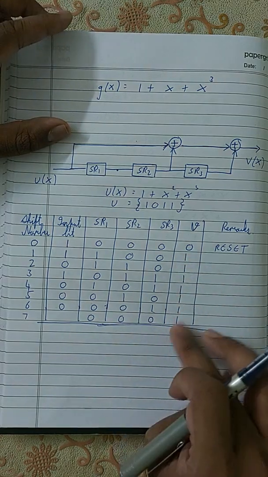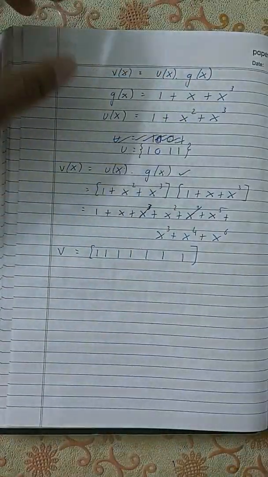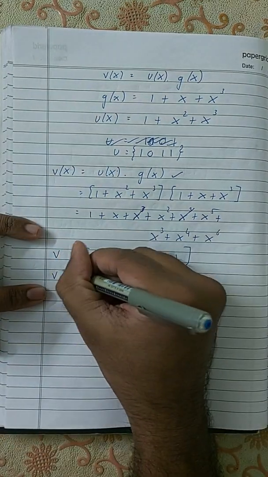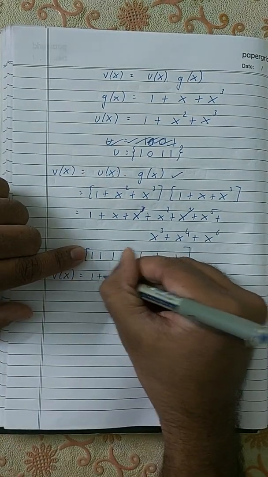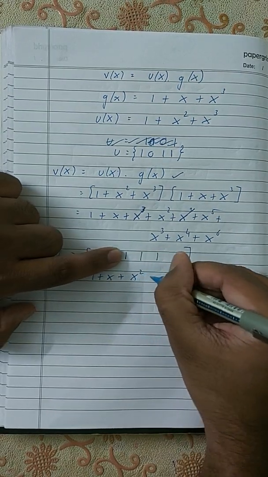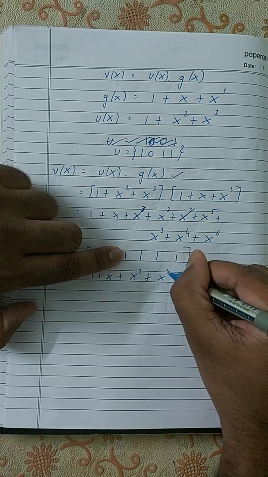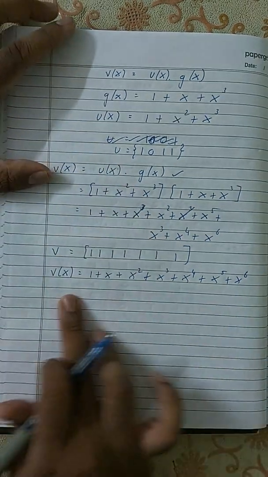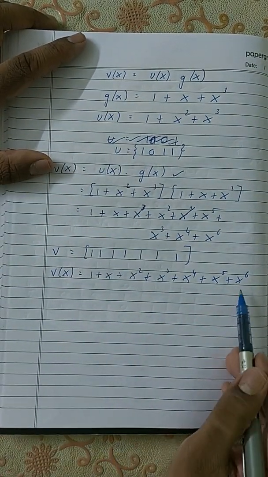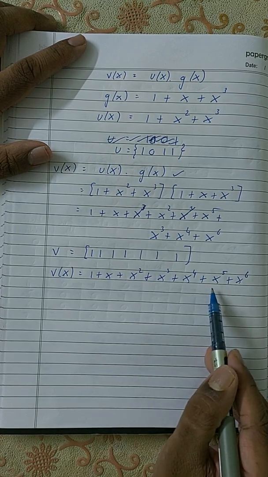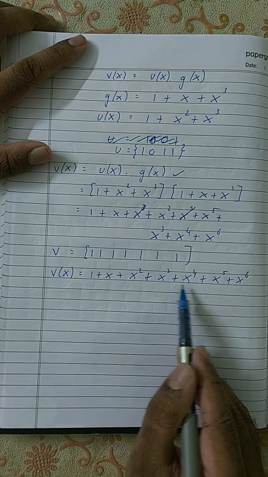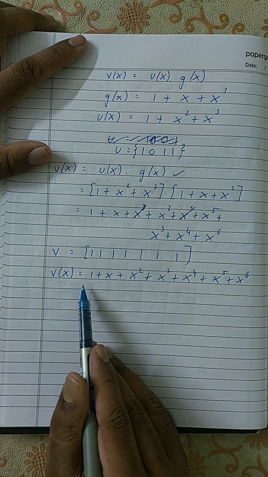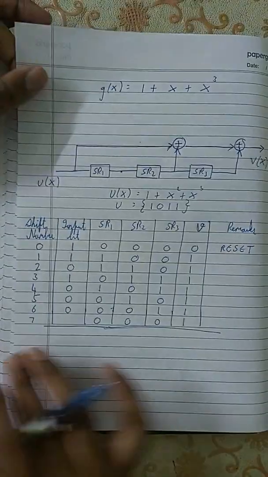So when you compare this operation with this operation over here, like I said, when you want to express v of x in terms of its polynomial, it is written as 1 plus x square plus x cube plus x raised to 4 plus x raised to 5 plus x raised to 6. So the coefficient of x raised to 6 is 1, the coefficient of x raised to 5 is also 1, the coefficient of x raised to 4 is 1, the coefficient of x raised to 3 is 1, the coefficient of x square is 1, the coefficient of x is 1, and the coefficient of x raised to 0 is also 1. So that is what you are seeing over here exactly.